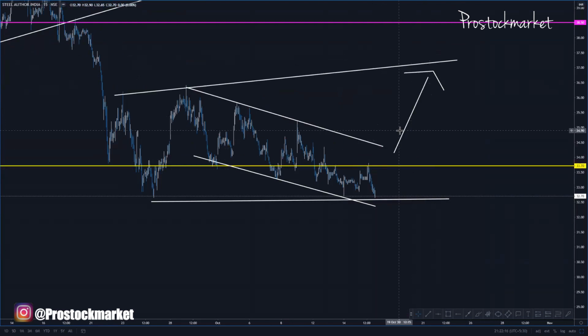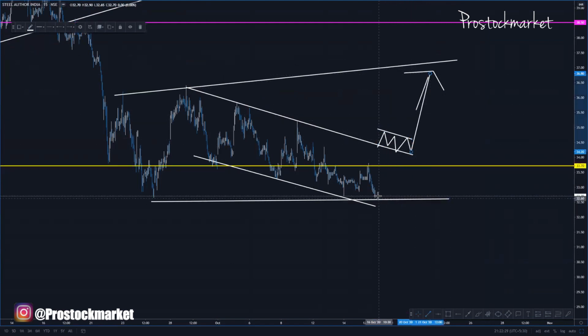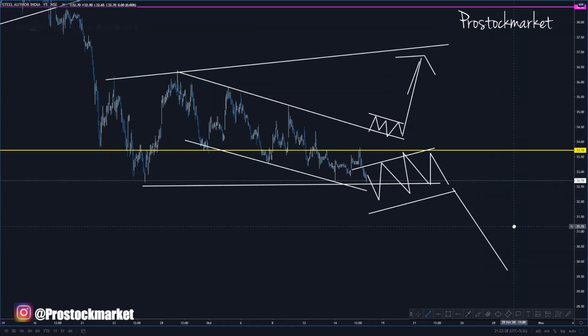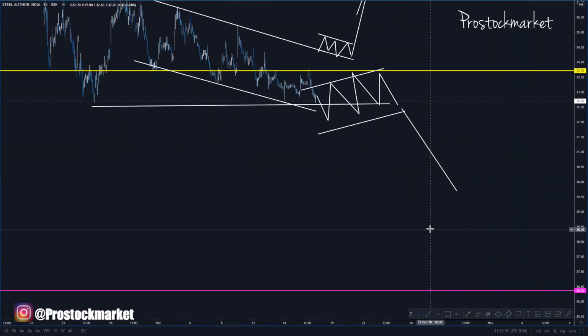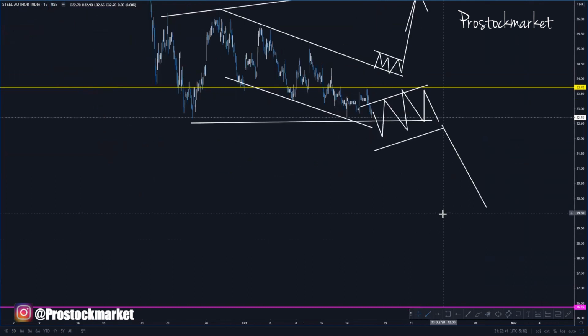If it breaks upside, and I see any bull flag here, or else any bullish pending pattern, obviously I'm looking for buying opportunities. If I see any bear flag here, I will look for selling opportunities till where? Till this 26.1 or 26.15 level.